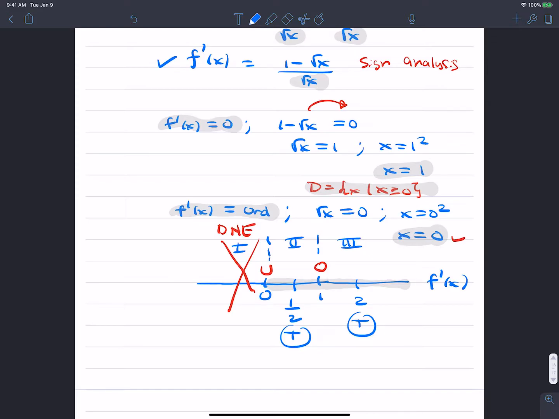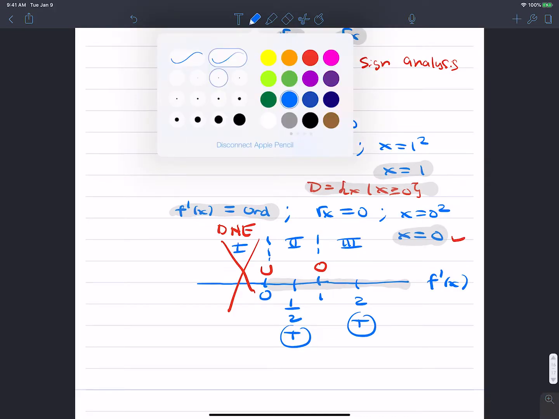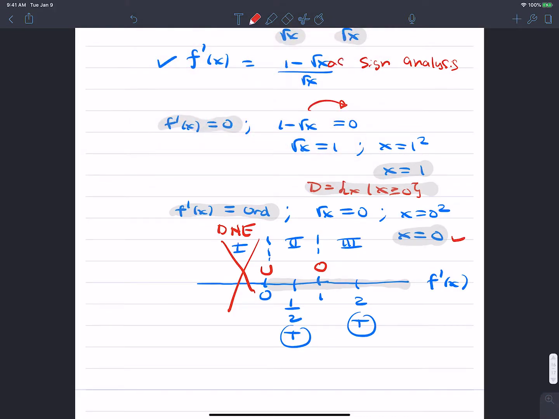So go back now and plug in 0.5. I'm going to change the color. 1/2, 0.5. Do you guys notice something about this? 1 minus the square root of 1/2, is that going to be positive or negative? What do you guys think? Is that positive? Yes. And is the denominator positive? Yes. You guys know what I'm talking about? So region 2 is what? Positive.